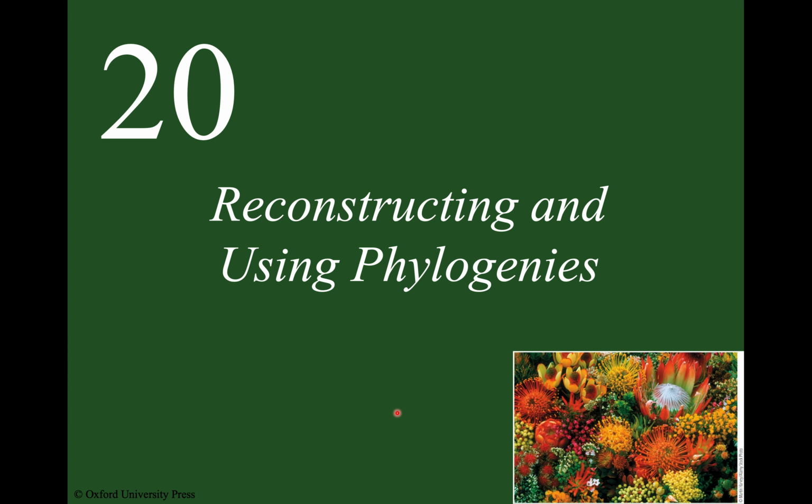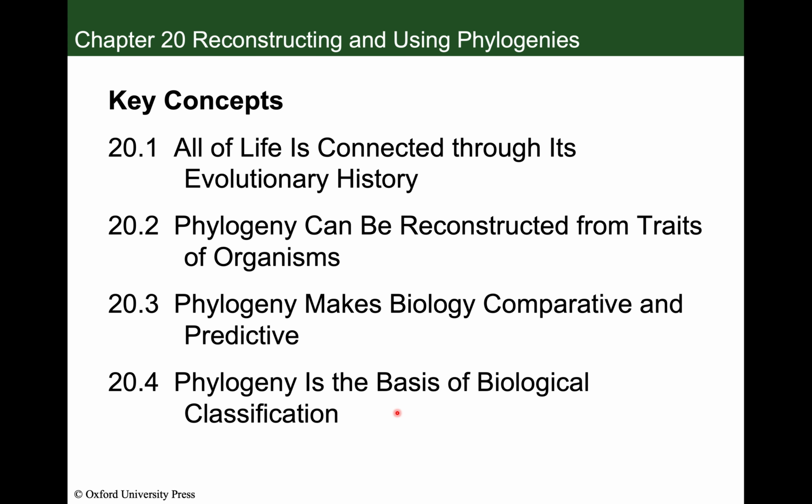All right, welcome back. We are talking about chapter 20 today, which is all about phylogenies. And this chapter will discuss some of the basic background. What is a phylogeny? What is phylogenetics? We'll talk about what kind of information can be used to create phylogenies, how you could use a phylogeny, and then at the end of the chapter, we'll tie this whole idea of phylogeny into biological classification, which is something you may be more familiar with.